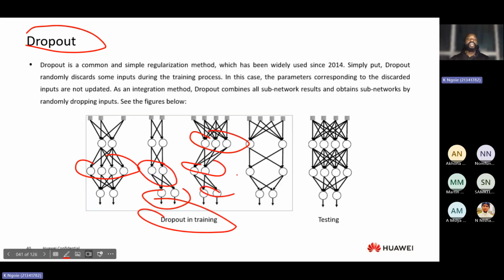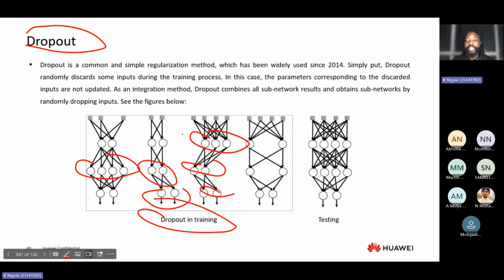So these are dropout methods, which are widely used to try and solve the issue of overfitting. Basically, with these dropout methods, we discard certain inputs during the training process.